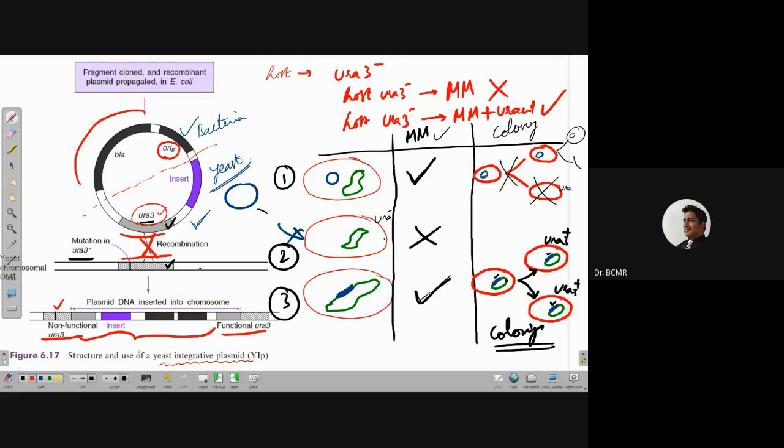That is, by not adding an origin of replication for the yeast, when we select, we only select those that have successfully undergone homologous recombination.